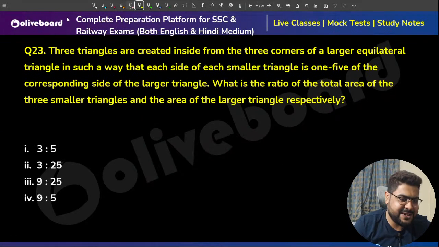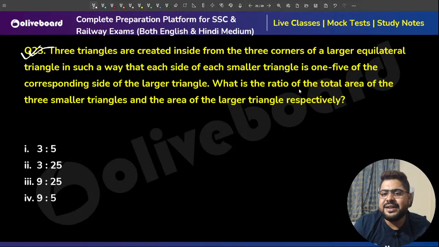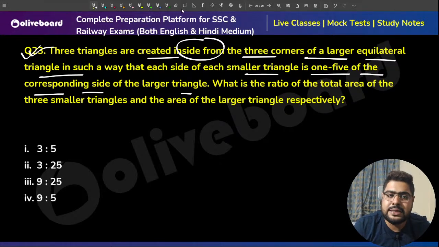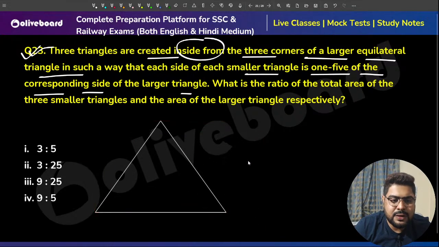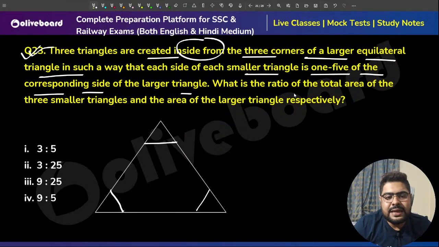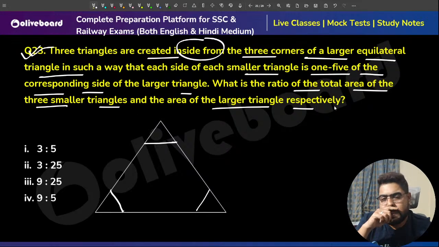3 triangles are created inside from the 3 corners of a larger equilateral triangle in such a way that each side of the small triangle is 1/5 of the corresponding side. Like inside from the 3 corners. If I make a diagram, it is like this: one triangle here, one here, one here. What is the ratio of the total area of the 3 smaller triangles to the larger triangle respectively?